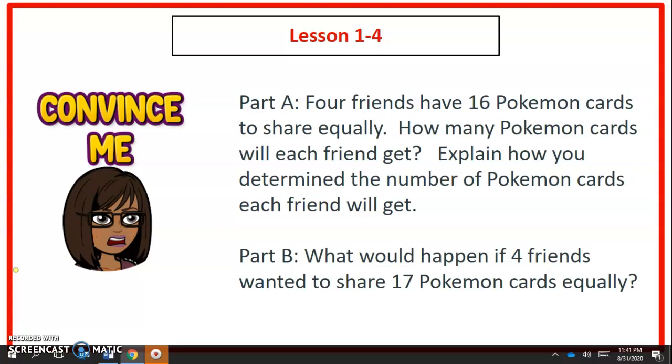Don't forget, when you are writing your Convince Me out for the discussion, please make sure you explain your answer. Explain how you determine the number of Pokemon cards each friend will get. And don't forget to do part B. This is super important. Make sure you are answering question A and question B. Pause the video at this time to log into Canvas and pull up your lesson 1-4, Convince Me.